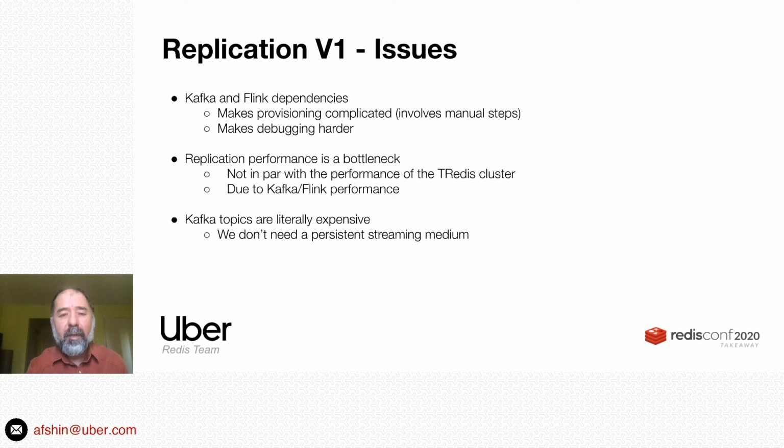So why have we started looking for an alternative architecture? It mainly has to do with the Kafka and Flink component of the current solution. The first problem is the operational aspect, meaning that Kafka and Flink dependency makes provisioning complicated, and we can't make it fully automated at this point. It also makes debugging harder. The second is the performance aspect, meaning that replication performance is a bottleneck. So we cannot serve the same level of load to services when cross-DC replication is involved. The third problem is the cost of the solution. Kafka topics are literally expensive, while we don't really need a persistent stream solution for providing cross-DC replication.